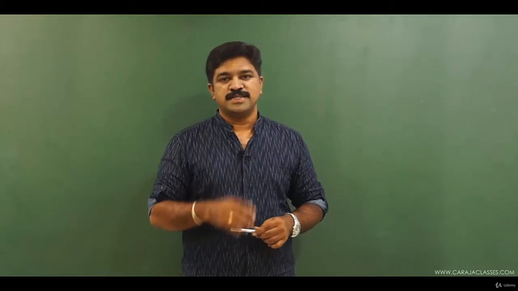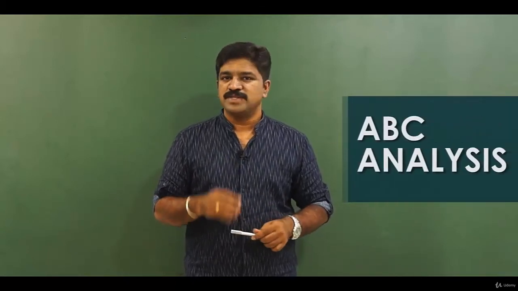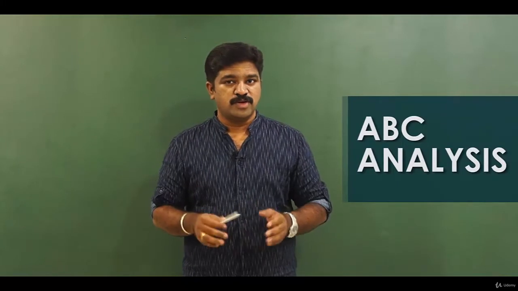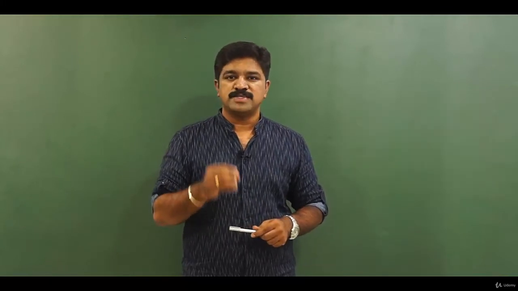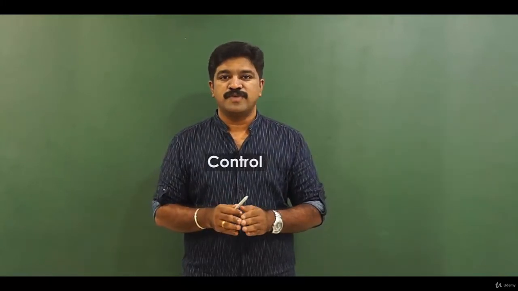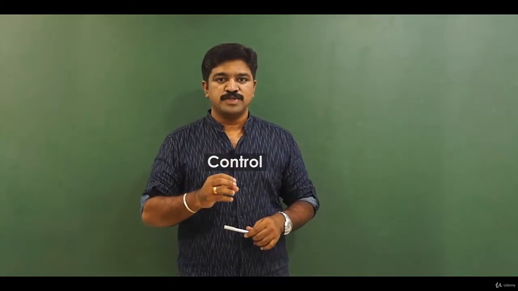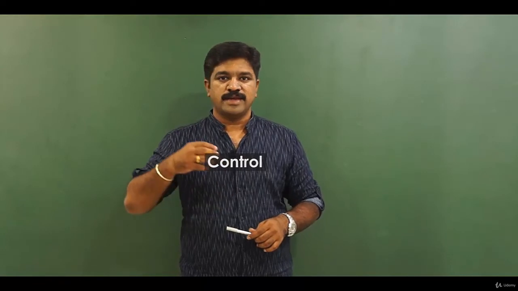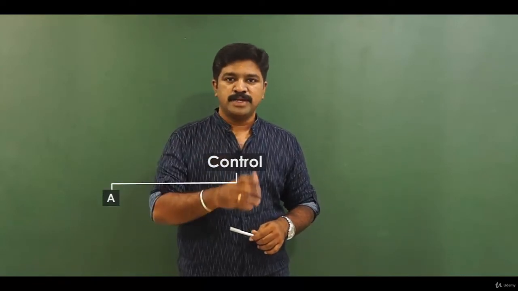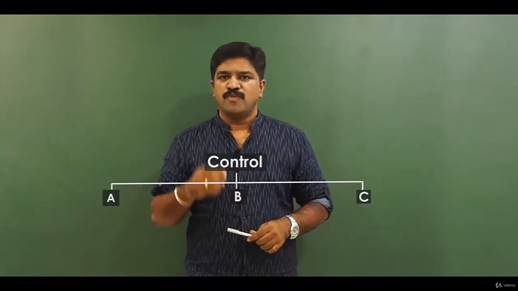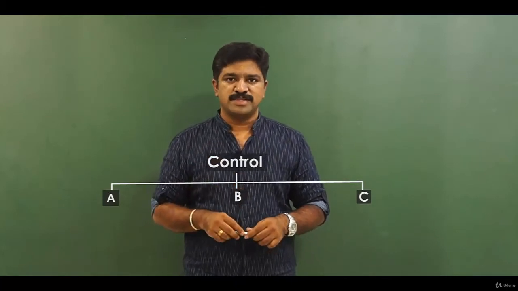In this session, let us understand what is ABC analysis. It's a form of inventory control or material cost control where we will be exercising control over materials by classifying them into three categories. Materials will be classified into three categories, say category A, category B and category C. Why should we do this category-wise classification?